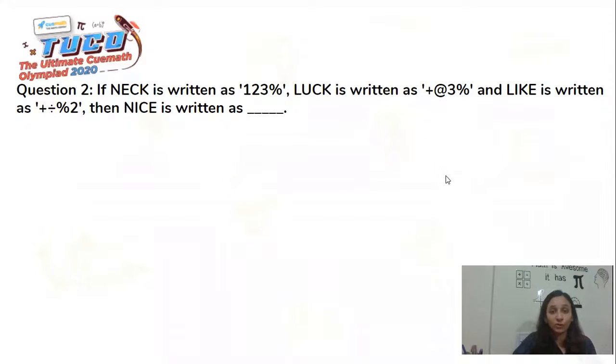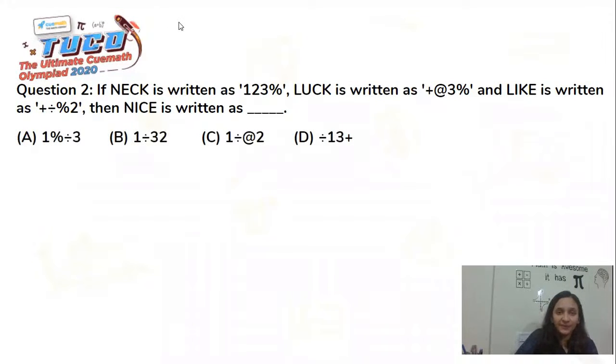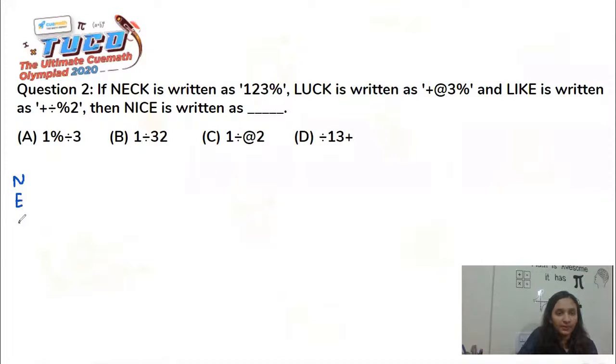Hoping that you've understood this question, we'll move on to the next question, which is again of the same type, number symbol coding. Here we also see some symbols. So if neck is written as 1 2 3 %, luck is written as + @ 3 %, and like is written as + ÷ % 2, then nice is written as what? So we'll look at the options here. These are all the options that we have. Again, the exact same thing we're going to do. We would write the word neck and see how neck has been coded.